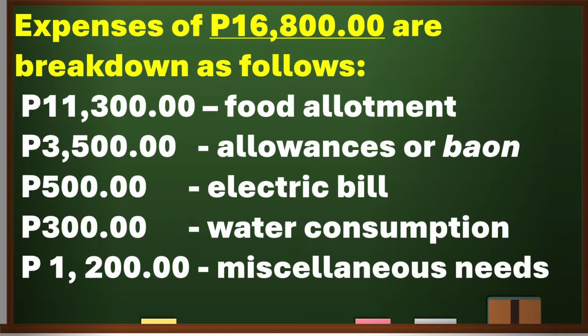Now for the expenses of 16,800 pesos, they are broken down as follows. The 11,300 pesos is for food allotment. The 3,500 pesos is for allowances or baon, and 500 pesos for electric bill, 300 pesos for water consumption, and 1,200 pesos for miscellaneous needs.